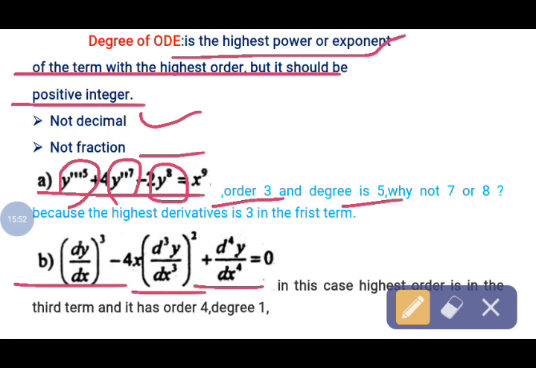In the first term, we have only one order. In the second term, we have 3rd order. In the third term, we have 4th order. Therefore, the order of this ordinary differential equation is determined by the fourth term. Therefore, the order of this ordinary differential equation is 4 and its degree is 1.